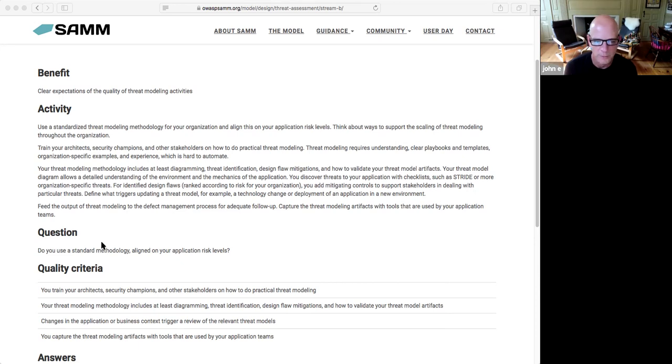Your threat modeling methodology includes at least diagramming, threat identification, design flaw mitigations, and how to validate your threat model artifacts. Changes in the app or business context trigger a review, just like John was recommending with the application risk profile. That same type of change in the app or business context should also trigger this new review of the threat models. And you capture the threat modeling artifacts with tools that are used by your application teams.